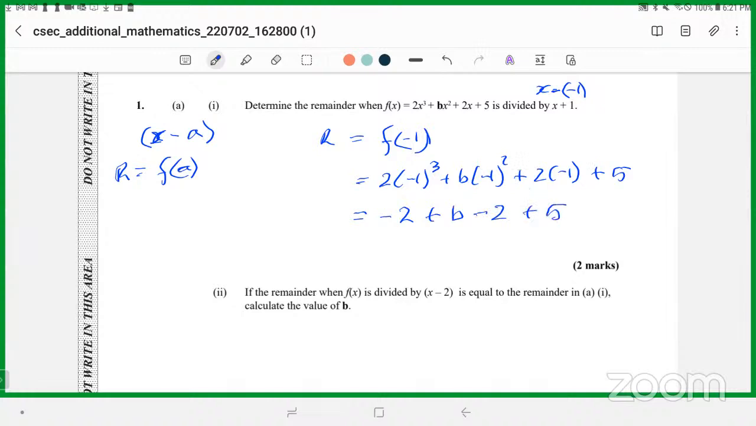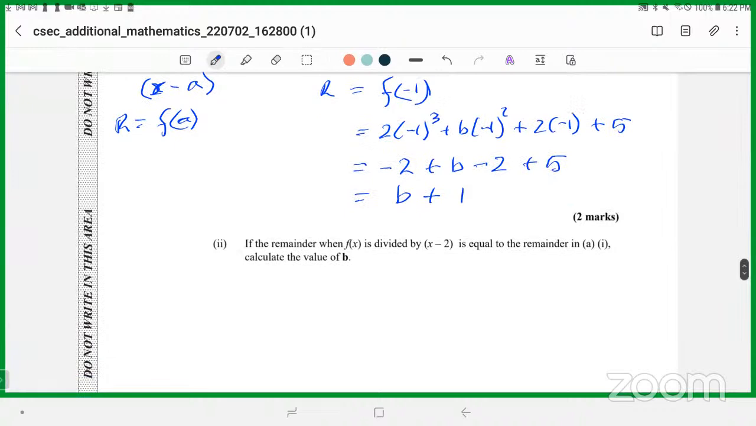So this negative 2 and this negative 2, that's negative 4. Negative 4 plus 5 is 1. So this works out to be b plus 1. That is our remainder. That's the answer there. Everybody go with that? Yes, sir. Good.